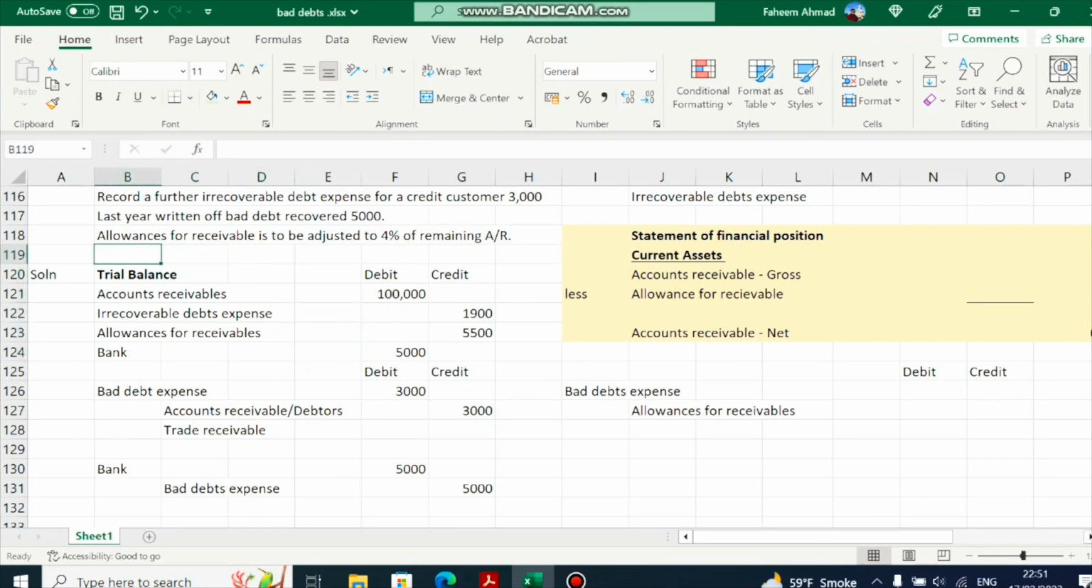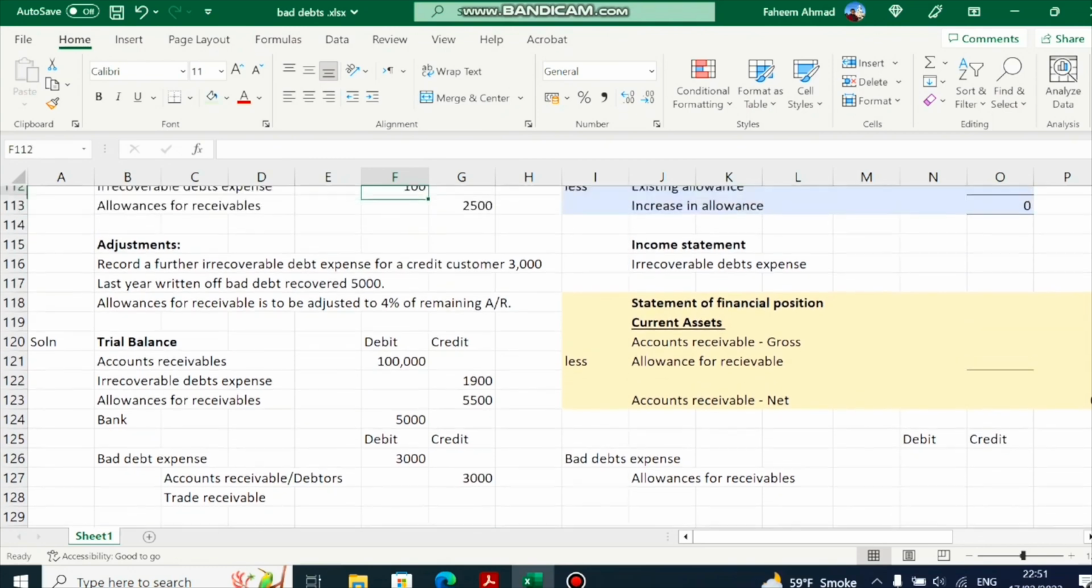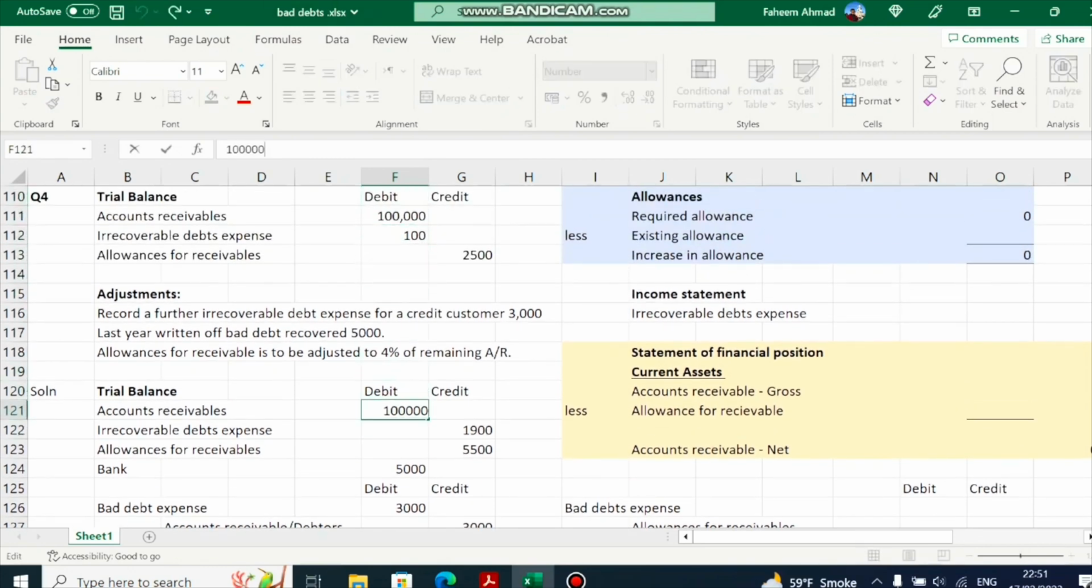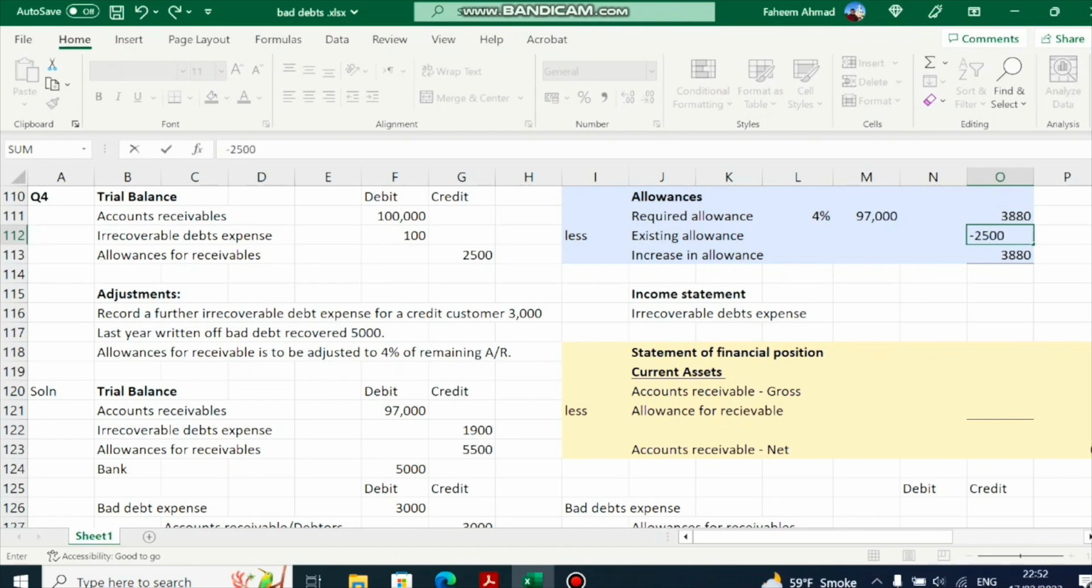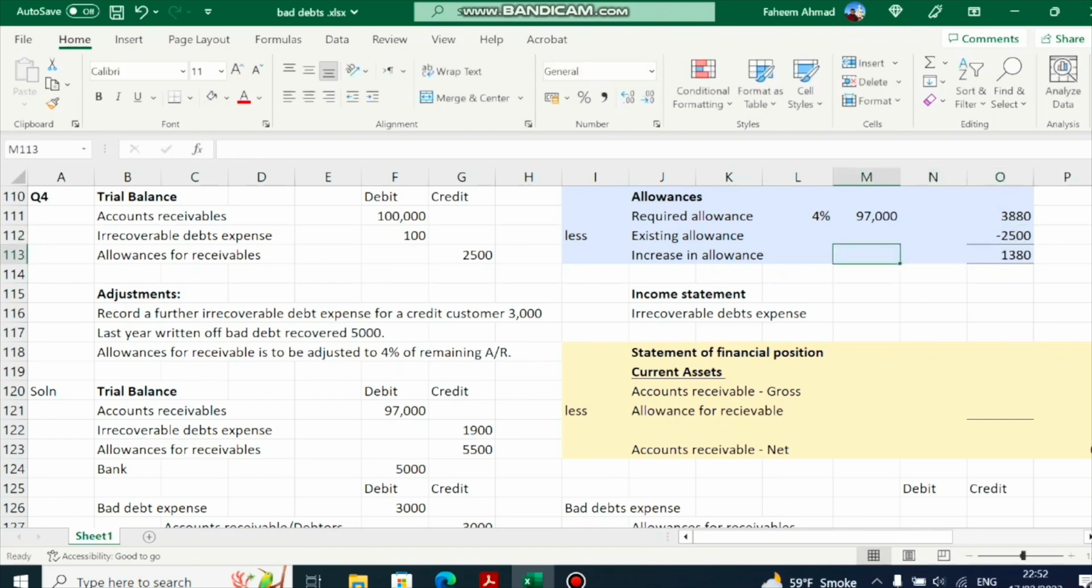Last adjustment, allowances for receivables. Oh, I forgot to adjust account receivable balance for the first adjustment. I'm gonna take this minus 3,000. So that's 97,000. Okay, so now they are saying take 4%. So I will write 4% here and I will copy balance of account receivable from here. So 97,000 times by 4%, that gives me 3880. Existing allowance are 2,500. So you can see resultant figure is an increase in allowances 1380.